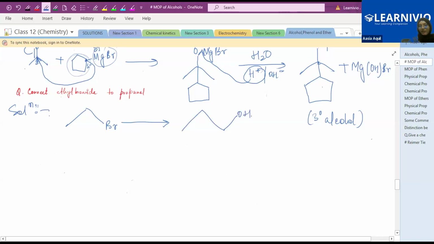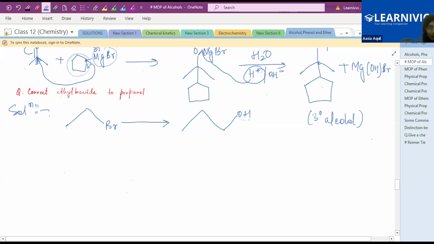Now let's first analyze this question. This is ethyl bromide. How many carbons are there? 2 carbons. And on the product side, how many carbons are there? 3 carbons. So you have to increase 1 carbon, and you have to replace this bromine group by an OH group. That is what you have to do for this conversion question. One carbon has to be added, right? And you have to replace this bromine by an OH group.